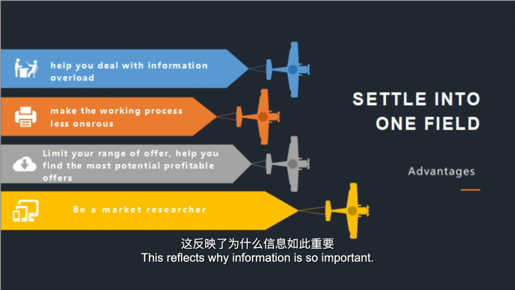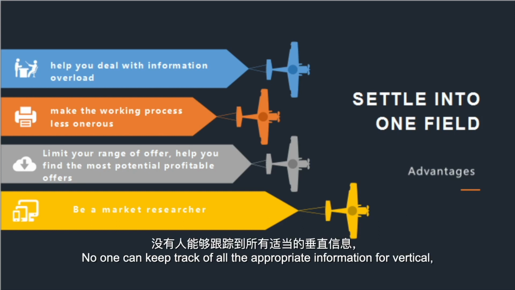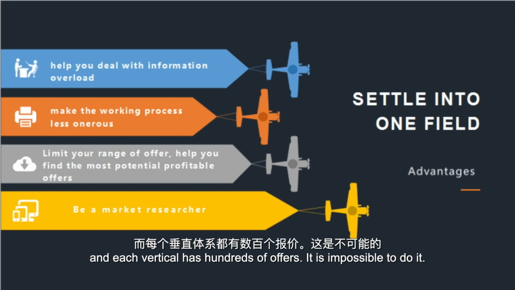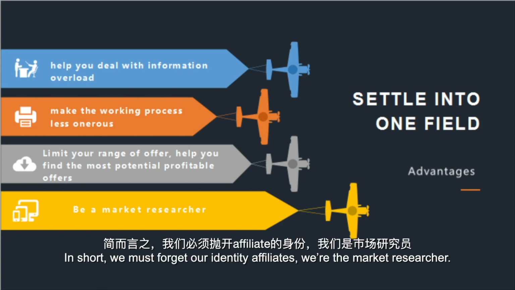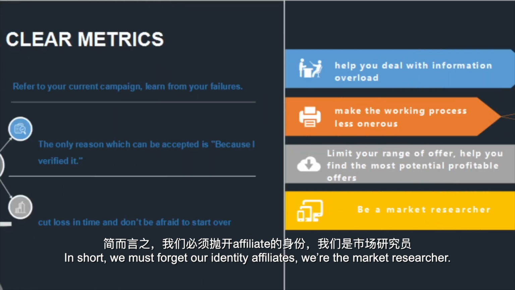This reflects why information is so important. No one can keep track of all the appropriate information for a vertical, and each vertical has hundreds of offers. It is impossible to do it. In short, we must forget our identity as affiliates.